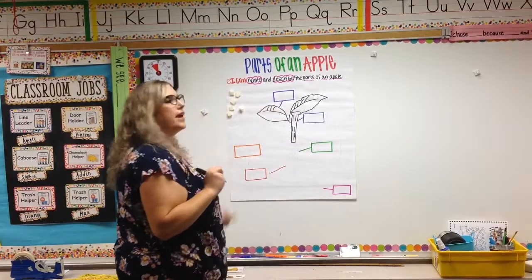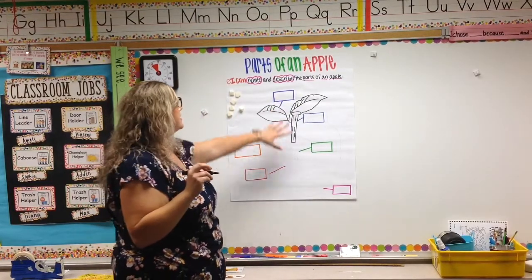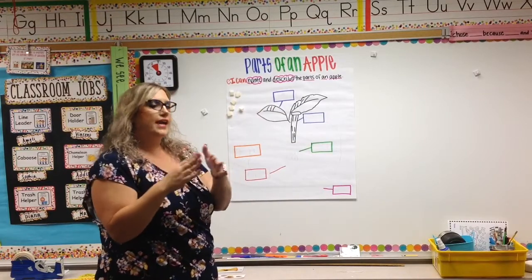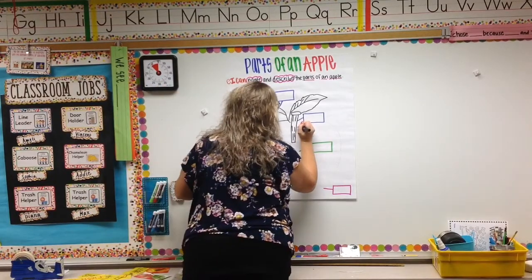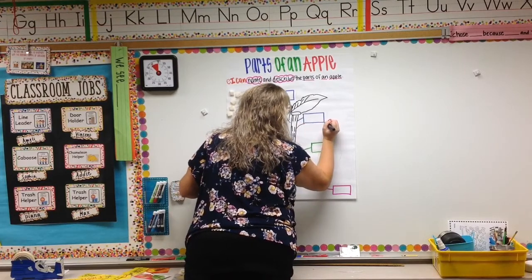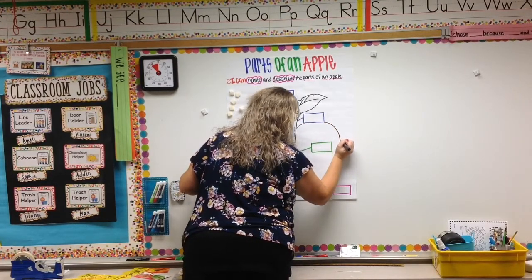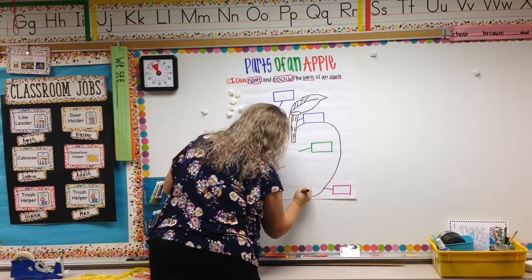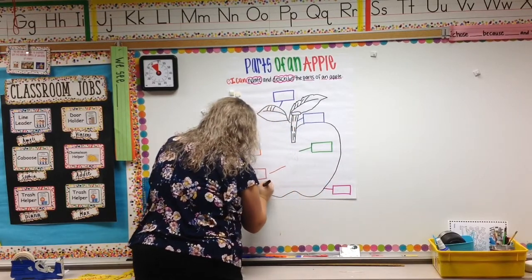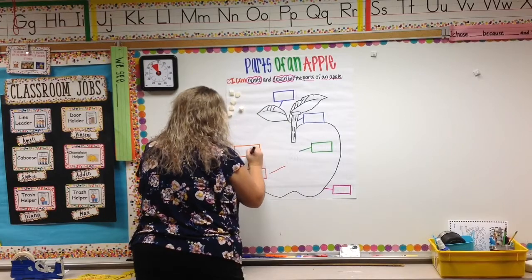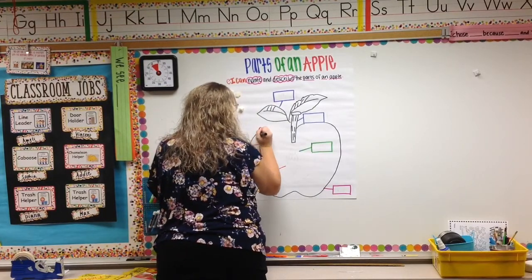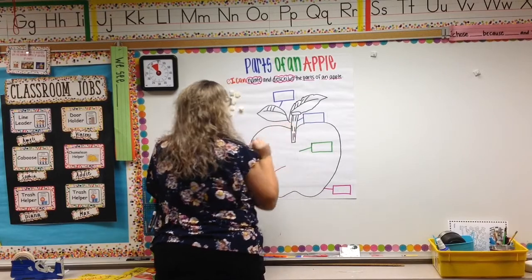Alright, next we're going to move on to the skin of the apple. This is the outer part of the apple that protects the apple. It protects the apple so that it can go from the tree all the way to the grocery store and stay nice and fresh for us. The skin of the apple can be red, it can be green, or it can be yellow in color.